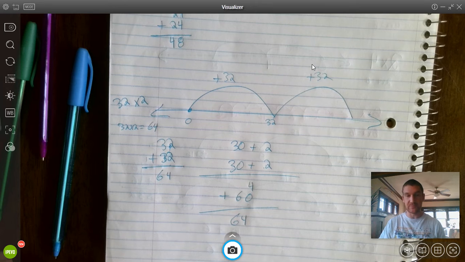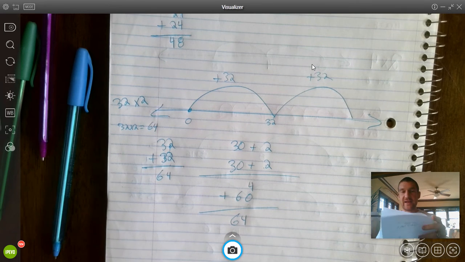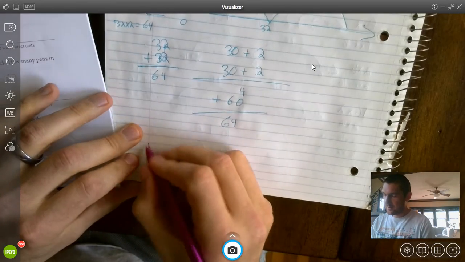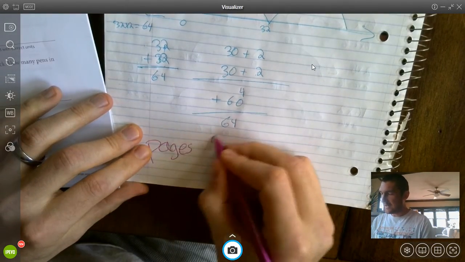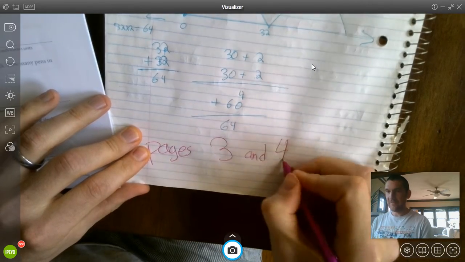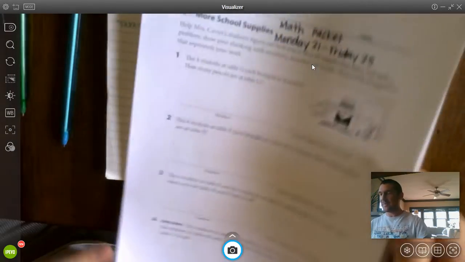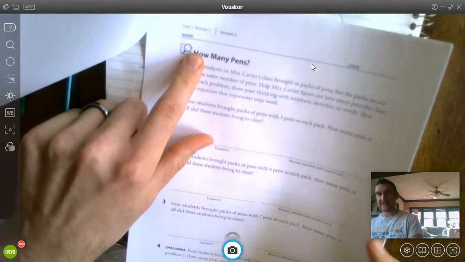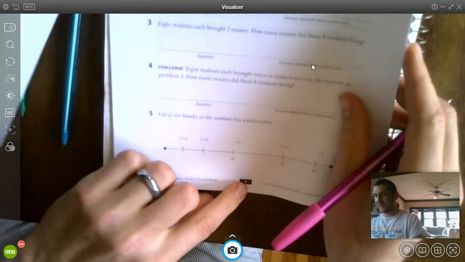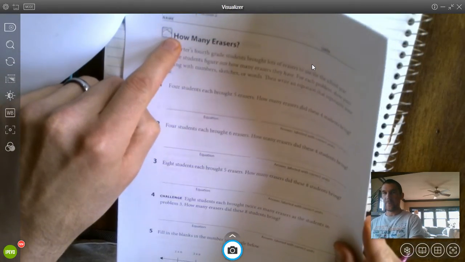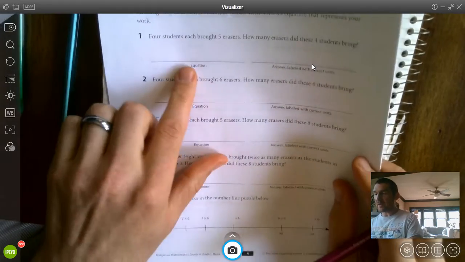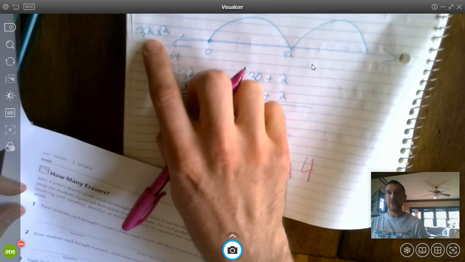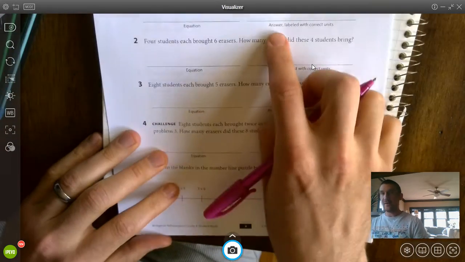So your job today, you're going to be doing pages 3 and 4. Okay, so in your math packet that you've been working in, you're going to go to page 3. It says how many tens. And then the next one, 4, how many erasers. Okay, just like yesterday, on all the problems, you need to have the equation. What multiplication problem are you solving? Okay, and then give us the answer.